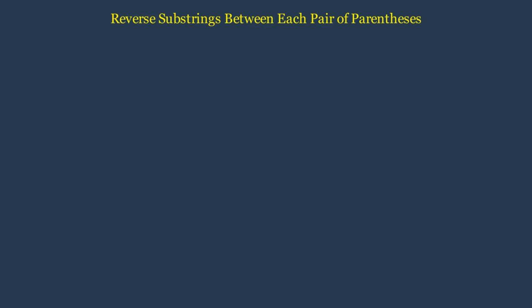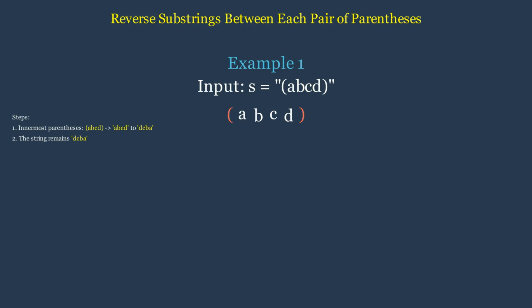Let's look at some examples. Let's start with example 1. Our input string is (ABCD). We have the string ABCD inside parentheses. Let's go through the steps.